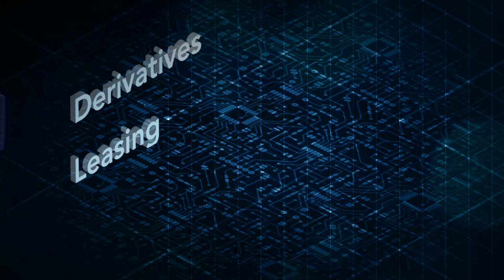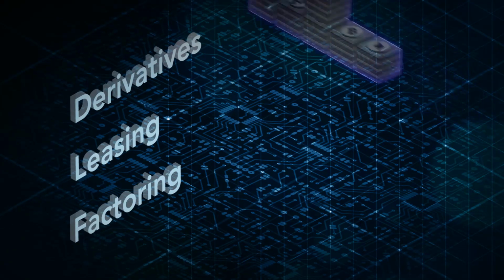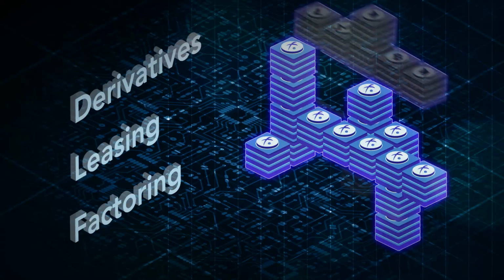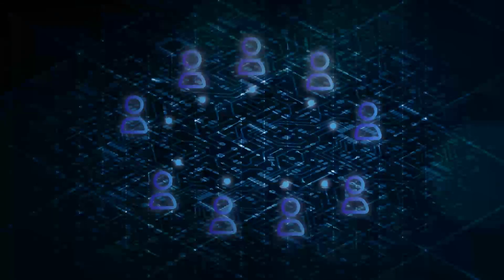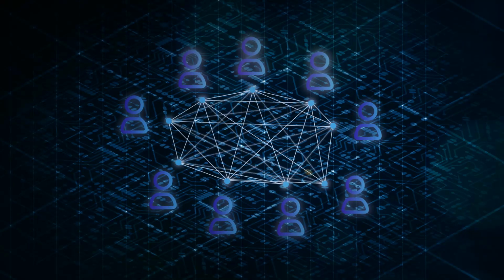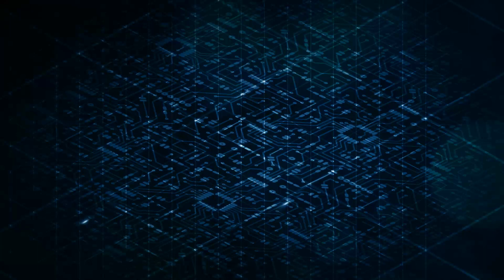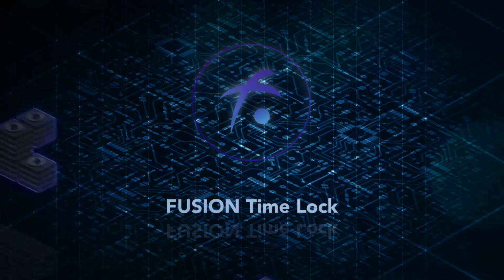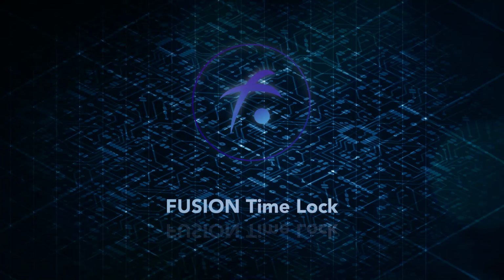Other more complex instruments like derivatives, leasing, and factoring will also be made possible by using the TimeLock feature on the Fusion blockchain, creating a world where value flows are seamlessly exchanged across a peer-to-peer network. Fusion, paving the way for a more automated, secure, seamless, and accessible future in the world of finance.